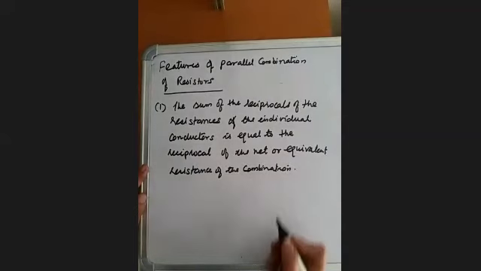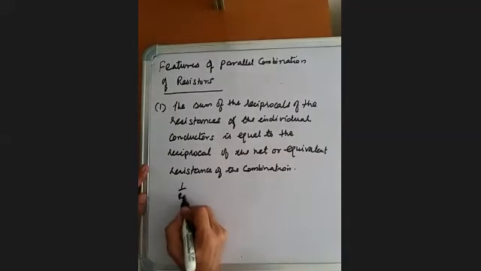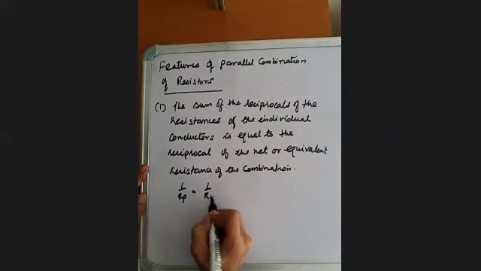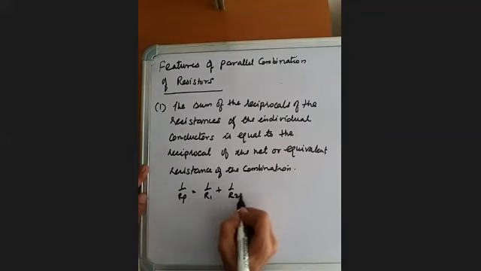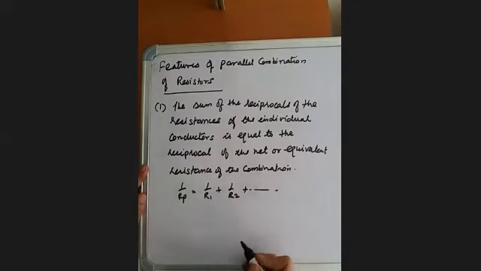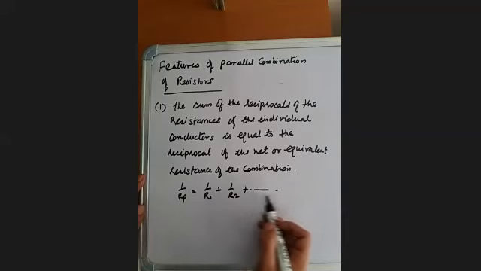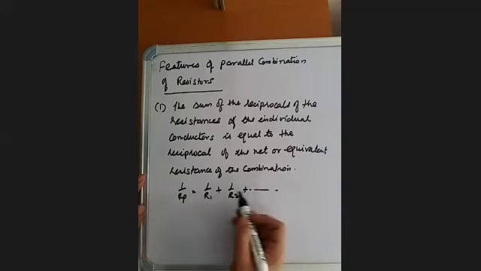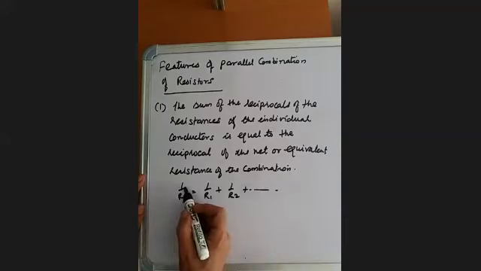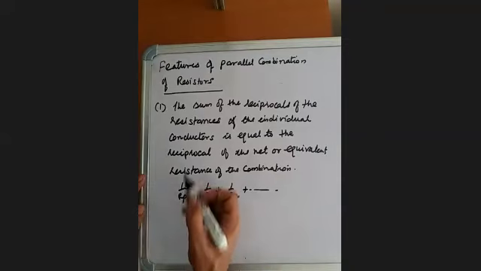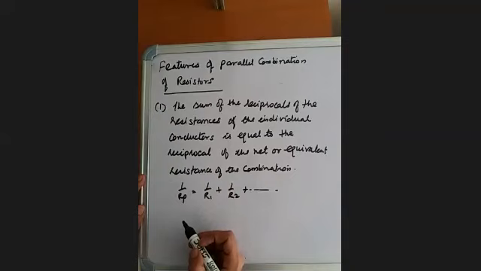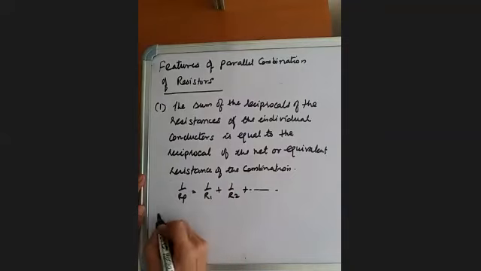So this is the same thing. 1 upon RC is equal to 1 upon R1 plus 1 upon R2 plus so on. You can go on like this. So this is the sum of the reciprocals of individual resistances connected in combination, and this sum gives the reciprocal of the net or equivalent resistance of the parallel combination. The same thing we have written in the statement form.